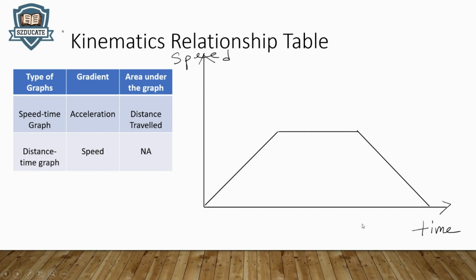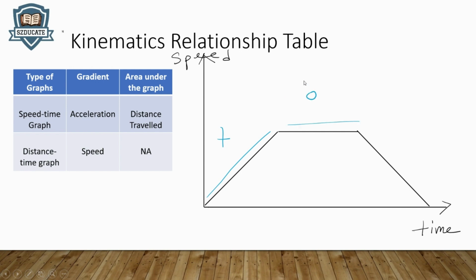Now, what does it mean by gradient? This is a speed time graph. Can you see it? It means the y-axis is speed and the x-axis is time. In this case, you can see that the gradient is positive. And because it's a speed time graph, the gradient represents the acceleration. That means the acceleration is positive here and is constant, because the gradient is constant at a positive value.